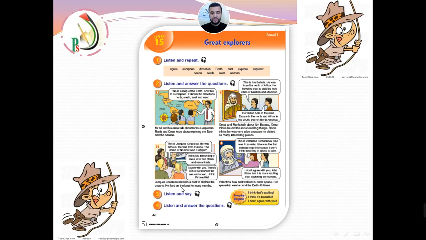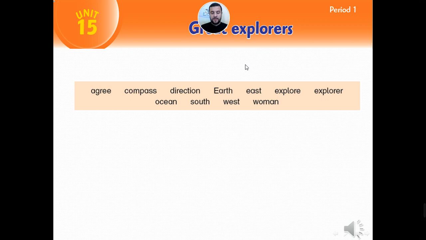This is our page, and we have here 4 activities: listen and repeat, listen and answer the questions, listen and say, and listen and answer the questions again. Today inshallah we will discuss the first activity: listen and repeat. By the first activity, we are going to listen twice. The first time you are going to listen and look, and the second time you are going to listen and repeat, and you can repeat after that as many as you can by going back and listen again.